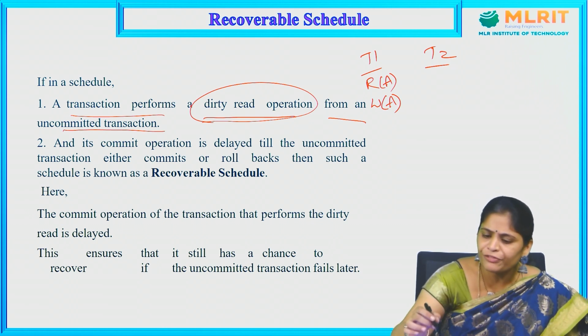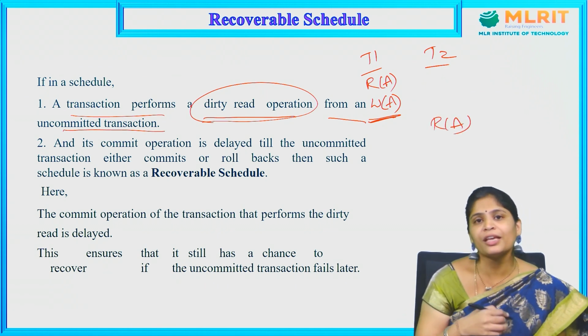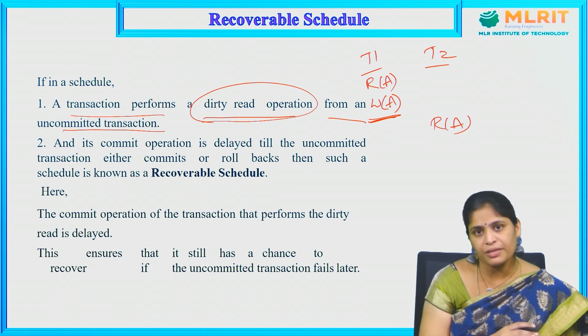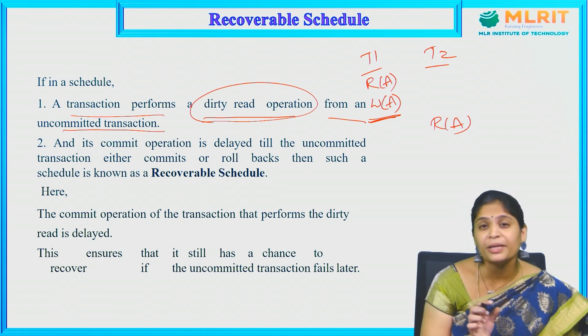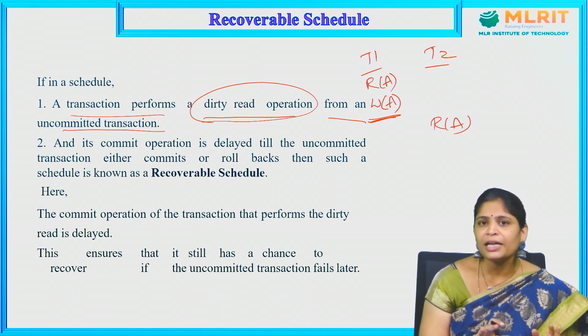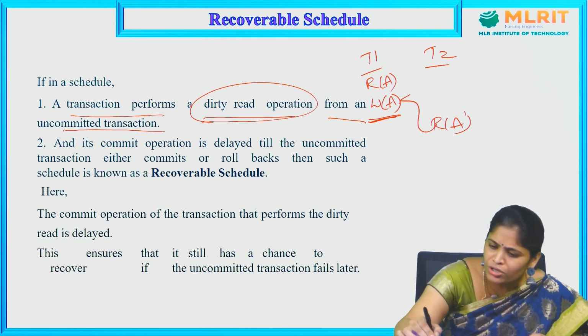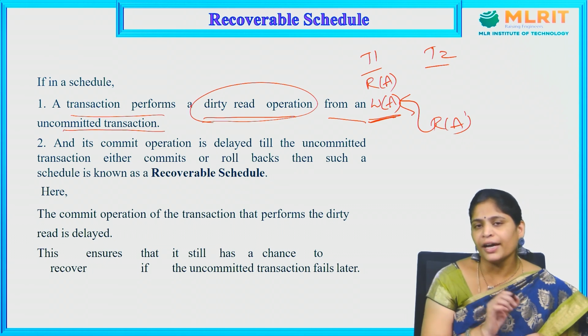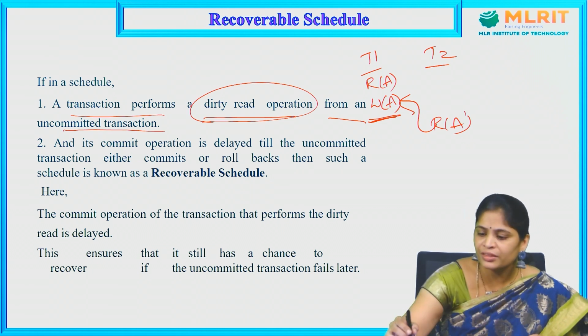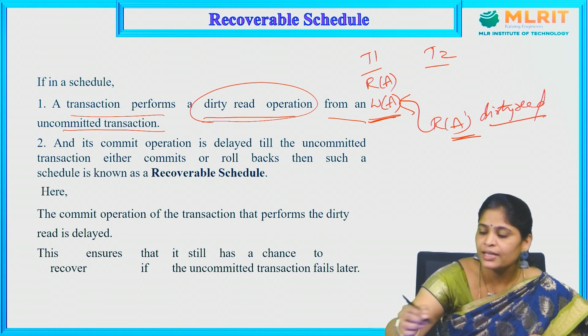Before committing this, transaction T2 may read. Committing means permanently updating the data in the database. That is the exact meaning of the commit state. So before that value is permanently updated in the database, meanwhile, this transaction wants to read the data item before committing. This read is called a dirty read.